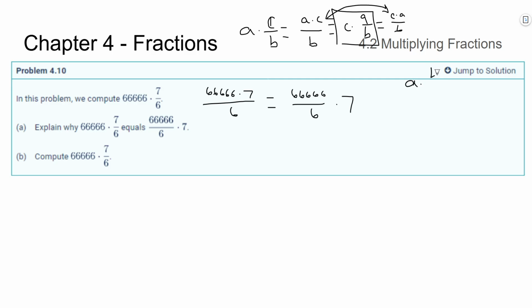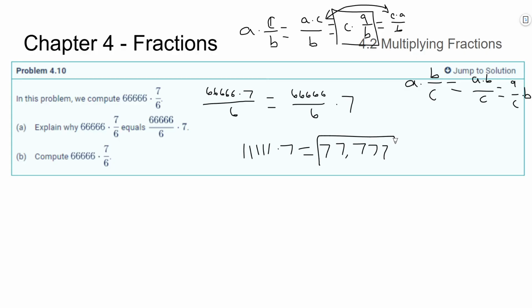a times b over c. You can combine that to say a times b over c, and that's also equal to a over c times b, which is what we just did. Okay, so now that we've gotten that, we can easily compute this, because 66,666 divided by 6 is going to be 1 times 7. And that's going to be 7, 7, 7, 7, 7. And that's much easier than trying to multiply this. No need to do that.